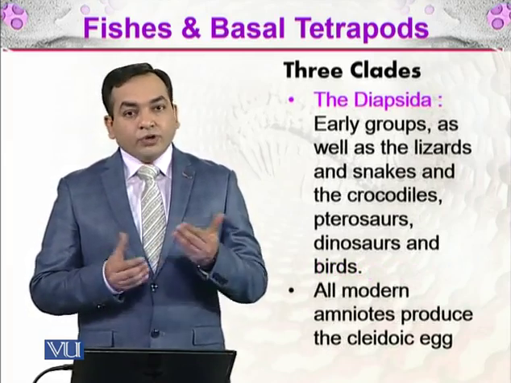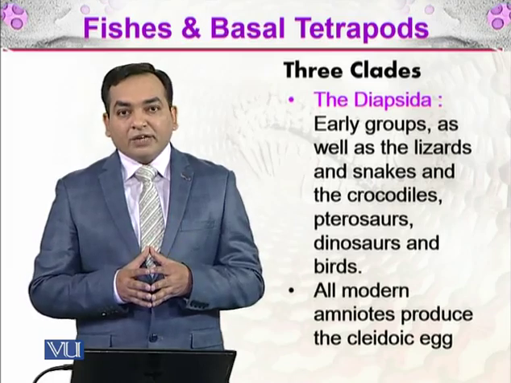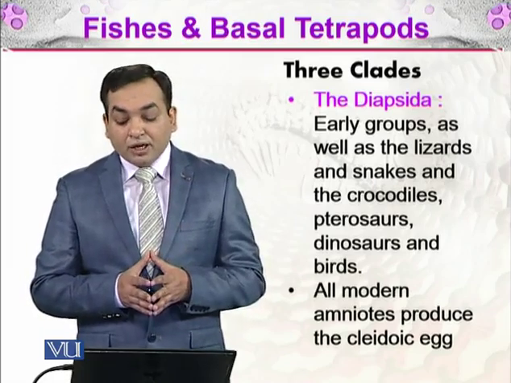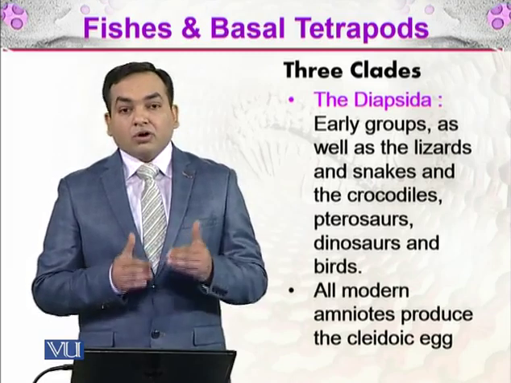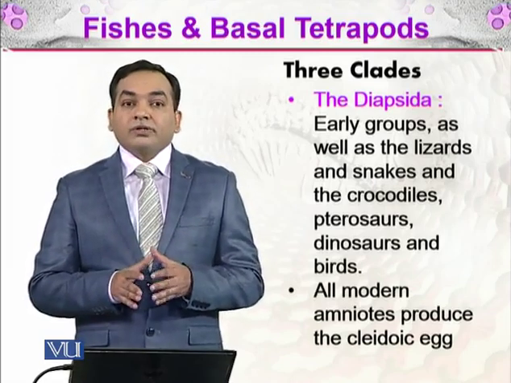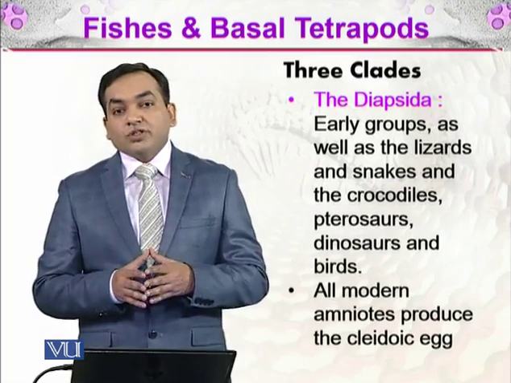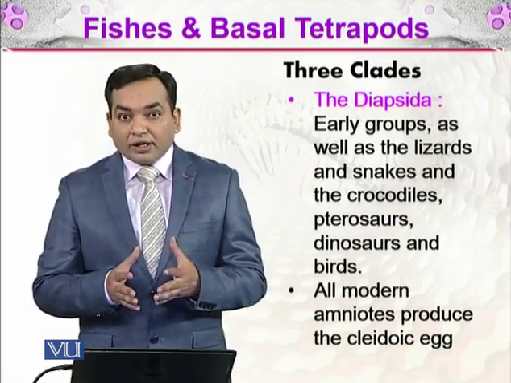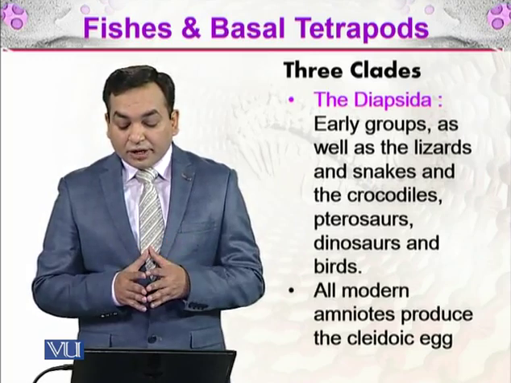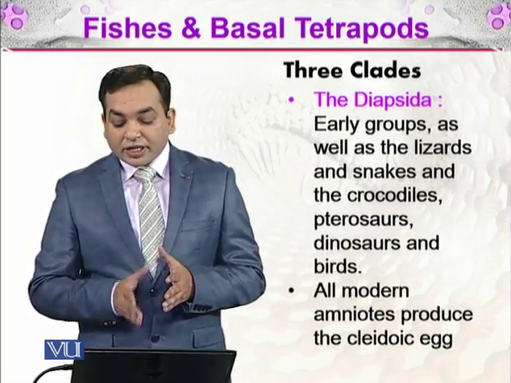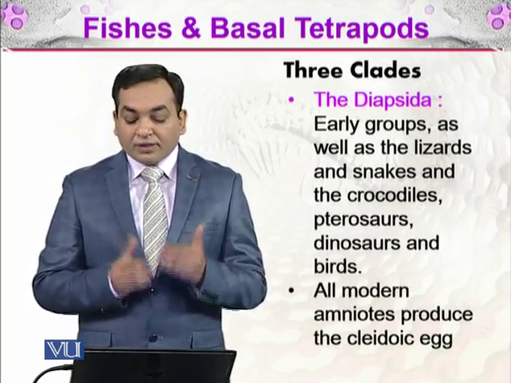Lizards, we know that there are many lizards present today. The snakes, we know about. The crocodiles, we know. The pterosaurs were relatives of dinosaurs which were able to fly, right? So these were the flapping kind of dinosaurs. And then there are the dinosaurs and the birds.